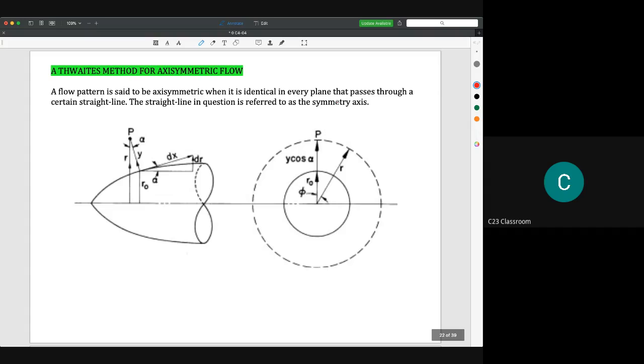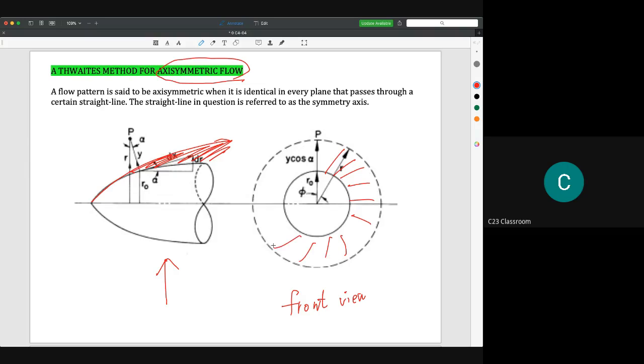Then I would like to share another thing: Thwaites method for axisymmetric flow. This is what I talked about previously, because we have a planar surface and also we have the axisymmetric flow. The axisymmetric flow is when we deal with circular motion, a circular object. This is the side view. Let's say we have something curved like this, like a bullet. If the boundary layer occurs at this surface, and this is the front view, we found that the boundary layer will occur like this around the object.